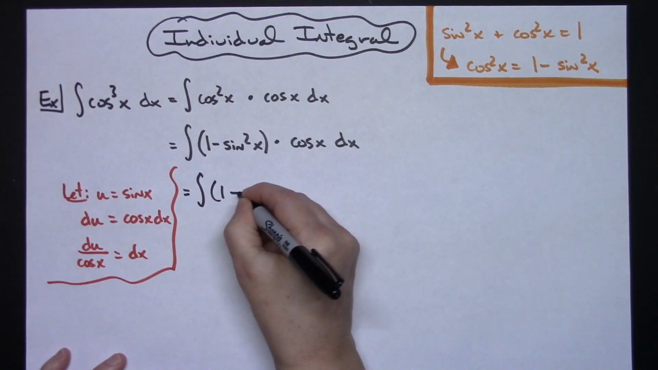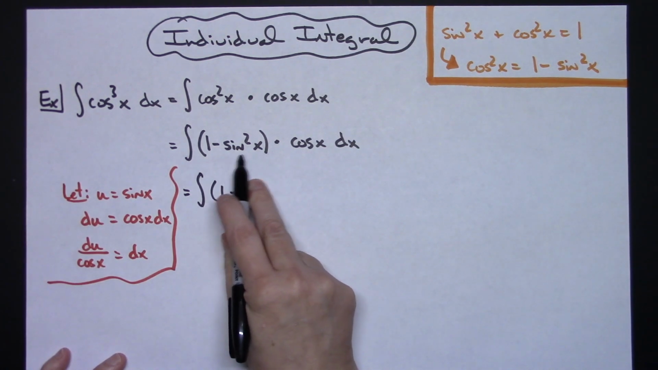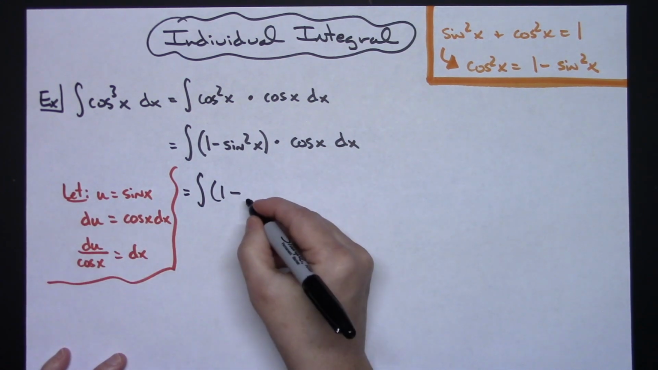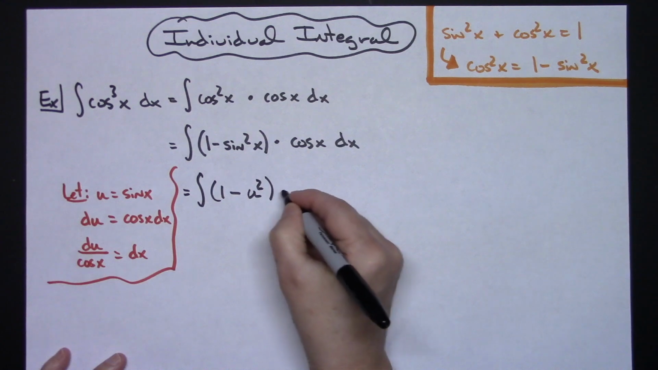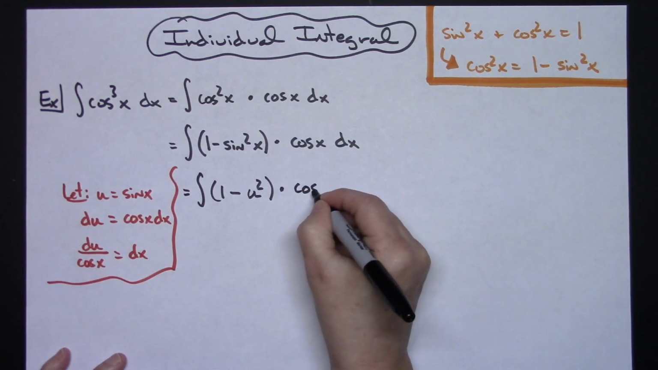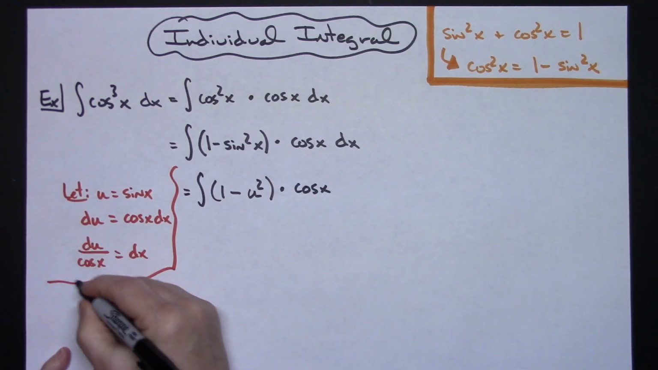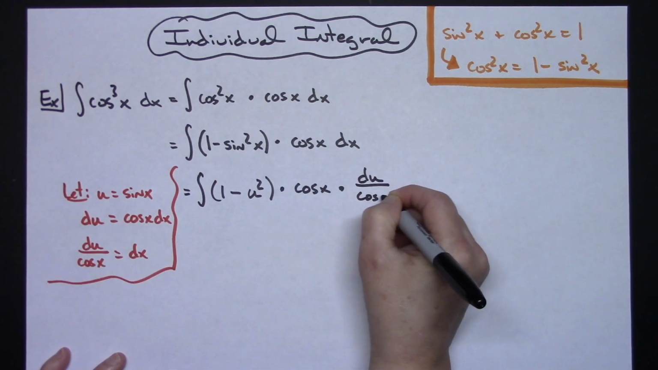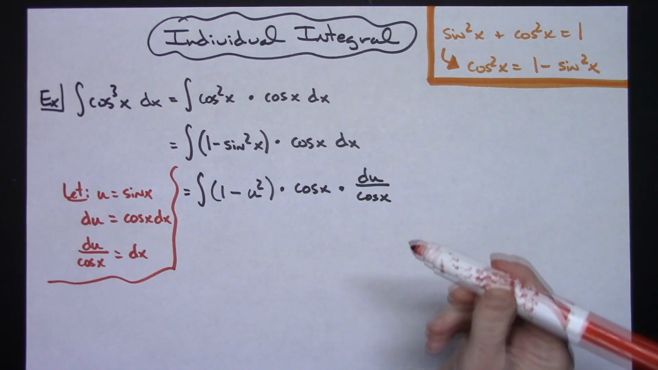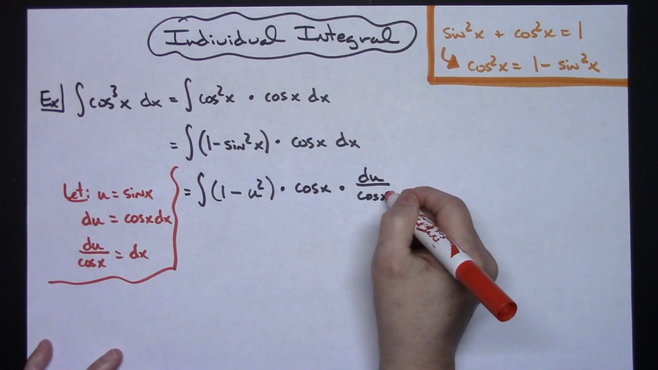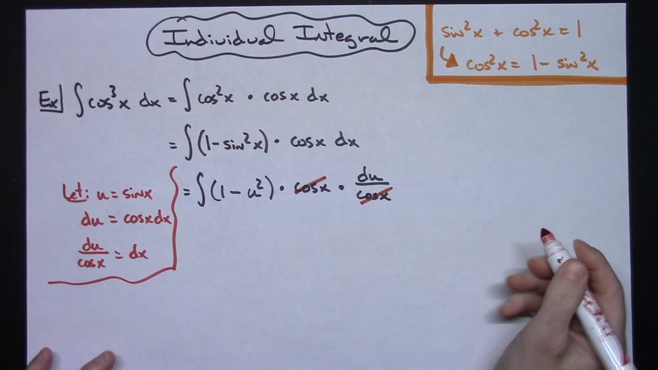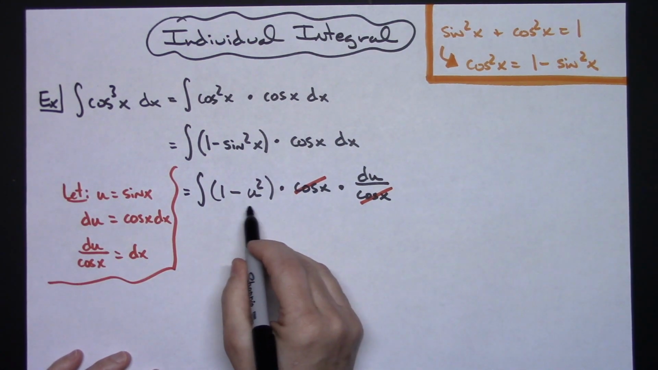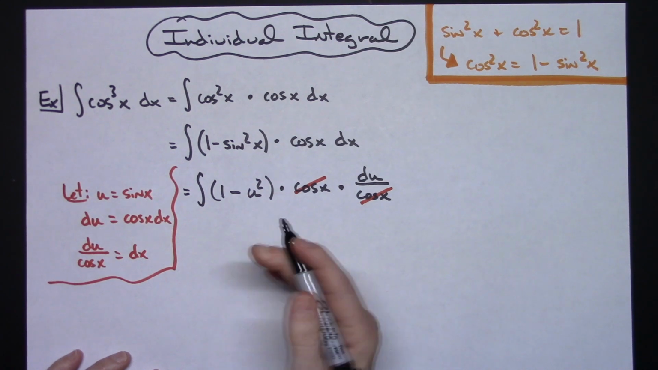All right, so I'm going to have the integral. I'll still have a 1 minus. Now, right here, I've got a sine x quantity squared. Well, my sine x is u, so I will have a u squared right there. All right, my cosine x will stay. I'll replace dx with what that equals, which is a du over a cosine x. Now hopefully you can now see why we chose to do that, because then those cosine x's cross out.